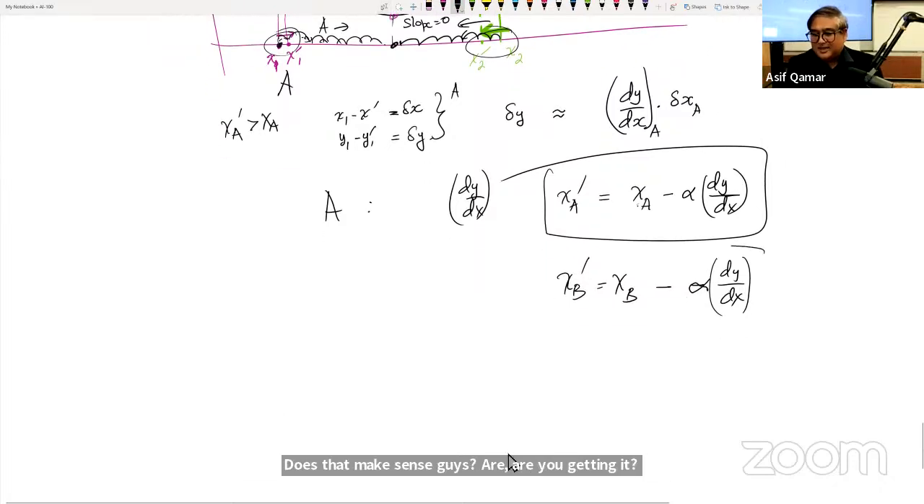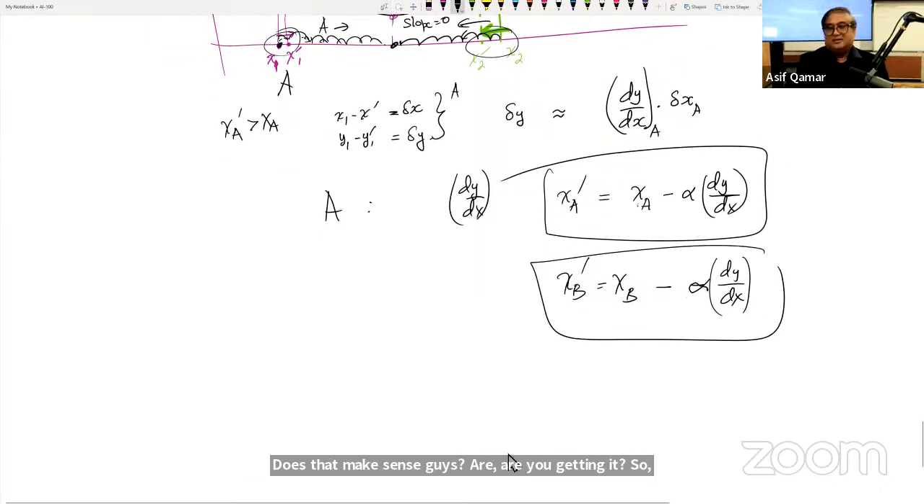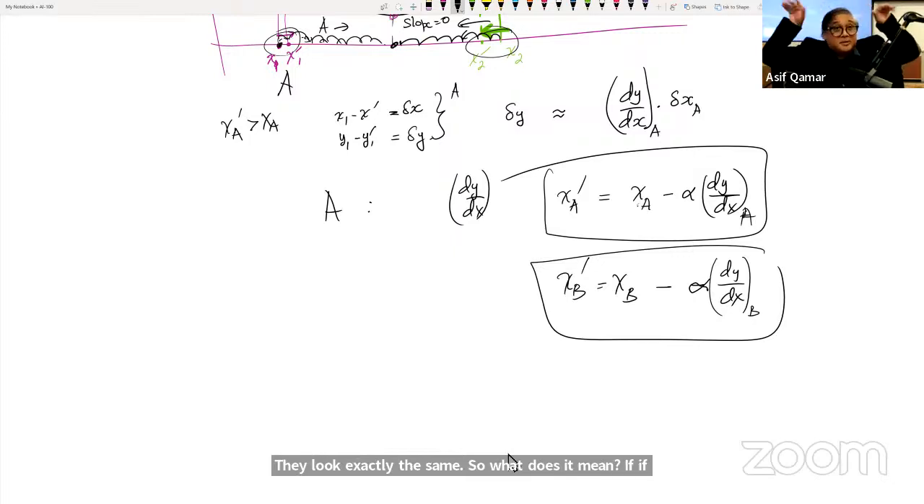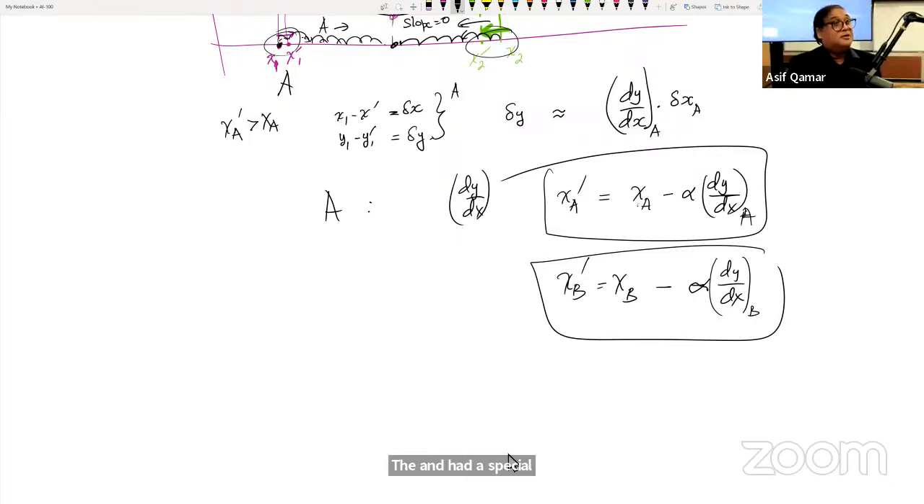So now notice something. What do you notice between these two equations? They look exactly the same. So what does it mean? If the ant had a special antenna that could measure the slope locally somehow, then the ant can, irrespective of where it is, always find its way home to the honeypot. Is it making sense, guys?